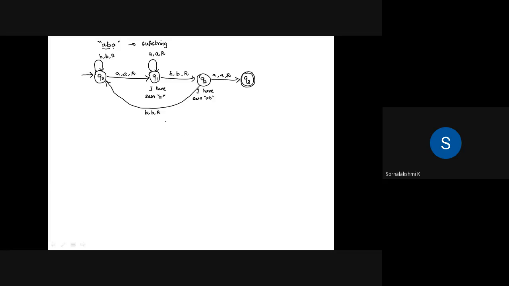Now what we are going to do is take the complement of this. For better understanding, I'll say Q3 can be a reject state, right?